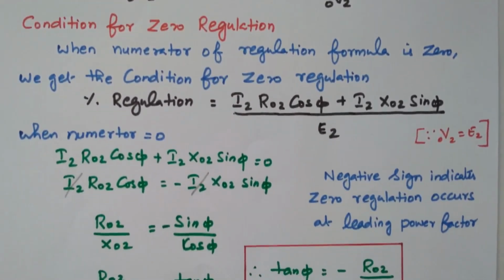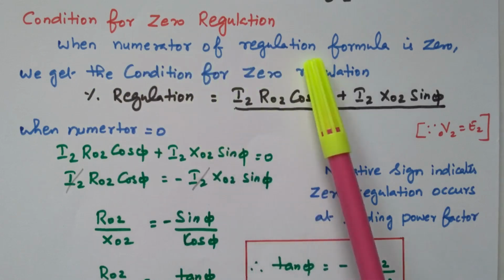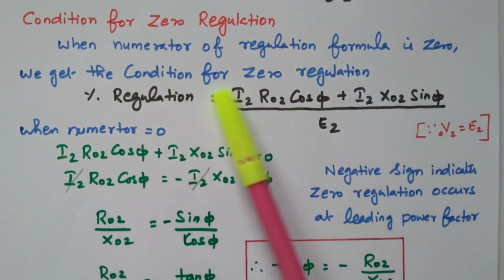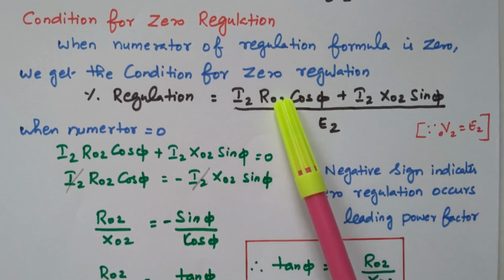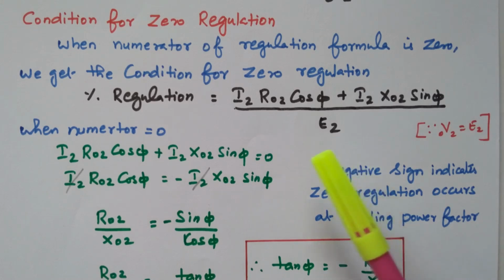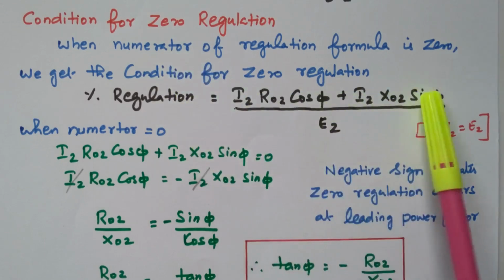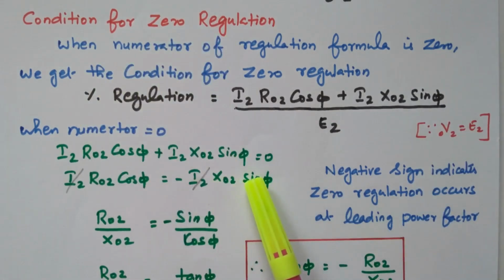Now we can go for the condition for zero regulation. What is zero regulation? When the numerator of the regulation formula is 0, we get the condition for zero regulation. Zero regulation means there is no difference between the no load and full load. The transformer is fully regulated, for all types of load. The difference between the no load secondary voltage and full load secondary voltage is not there.